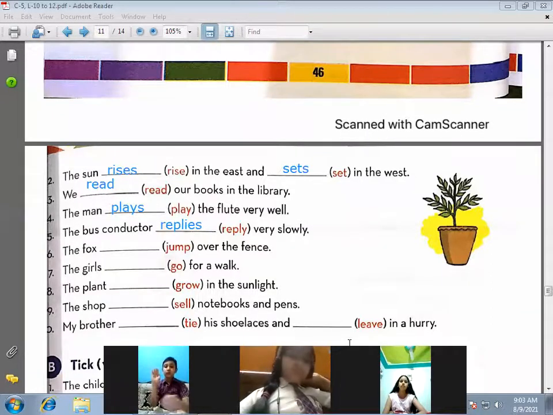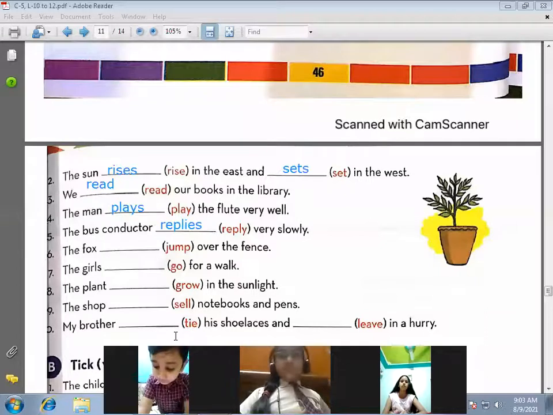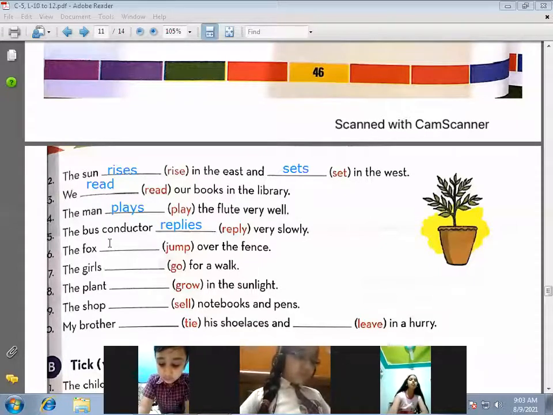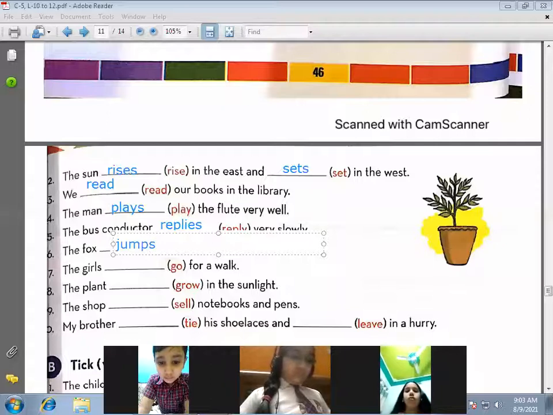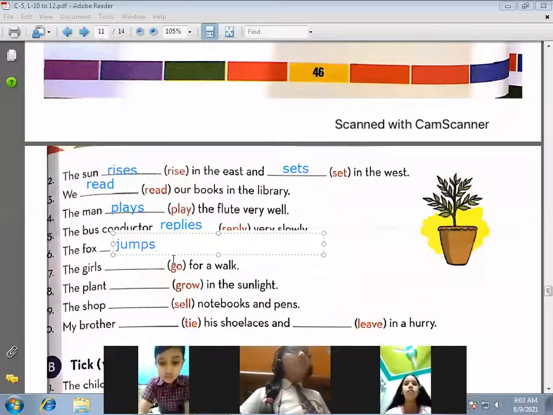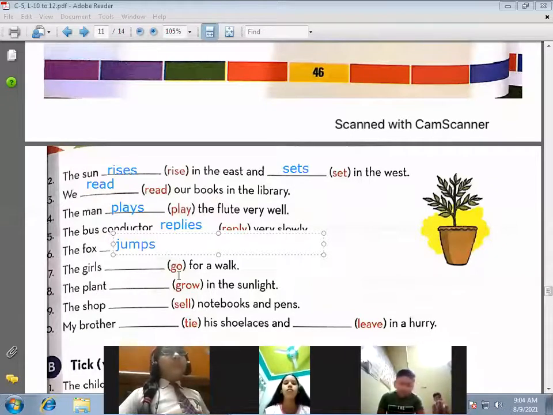Next one, the fox, Tushar. The fox dash over the fence. Ma'am, the fox jumps over the fence. Yes, jumps. Here again, we are talking about singular noun. So we'll add s at the verb. Jumps. Correct. Krishna Rishi.